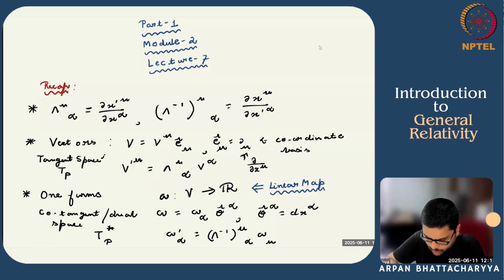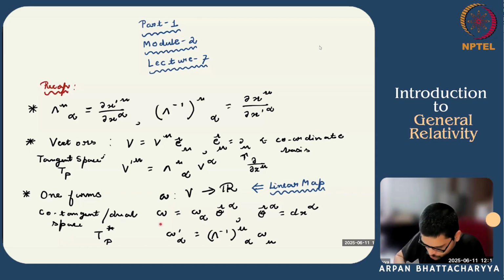Then we can also define a linear map which takes this vector and gives us a real number, and let's call this map omega. The set of all possible linear maps from this vector which give you this real number constitutes a vector space, and we call it a dual space. And if it is dual to this tangent space, we call it the cotangent space. It is denoted by this symbol T star, the dual space associated with the tangent space at the point P in the Minkowski space.